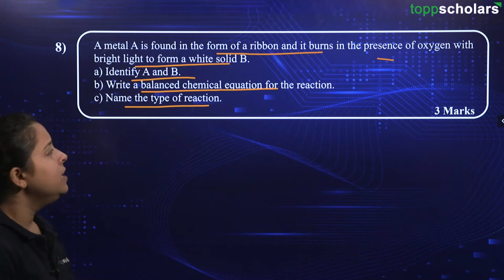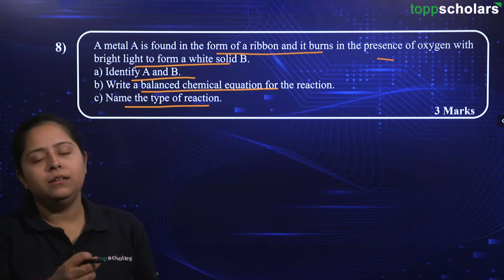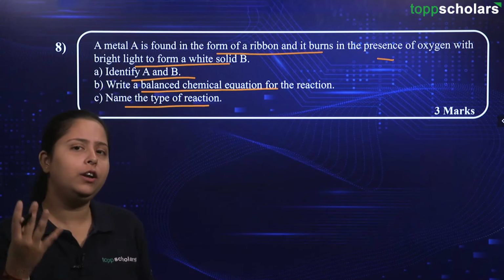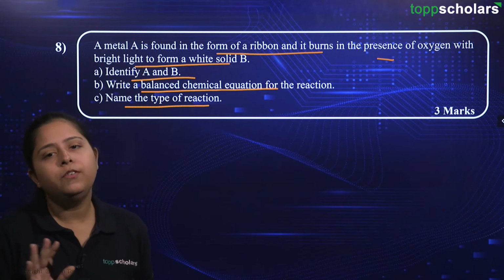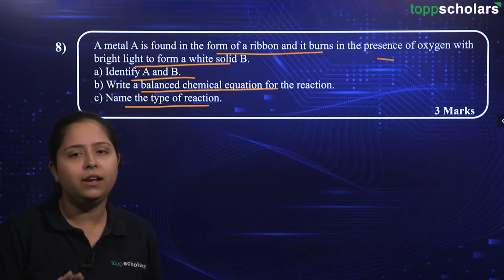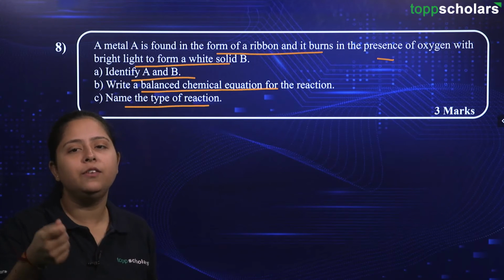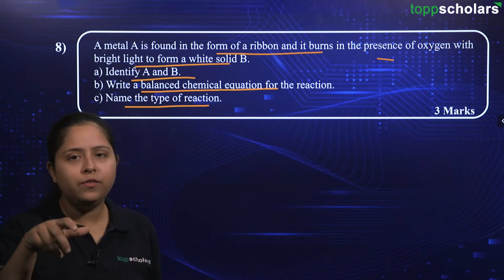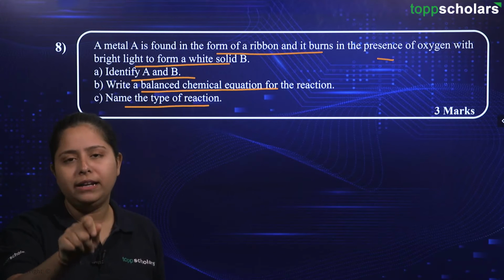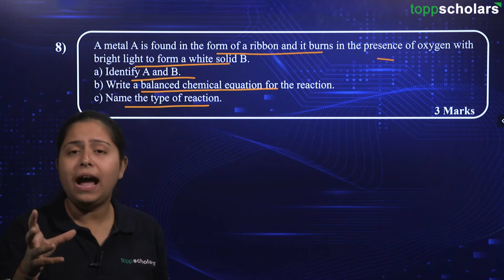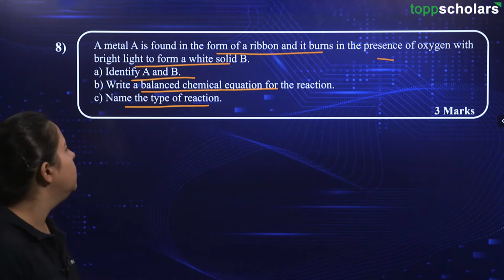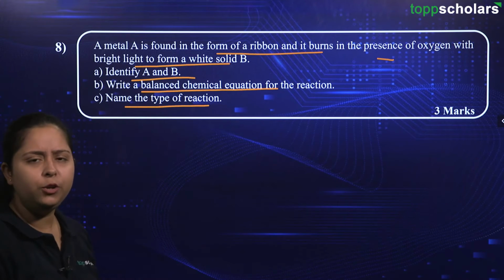So first of all, just tell me, does a ribbon remind you of some concepts that you have undergone in your experiments or in your curriculum? Yes, you might have heard about the magnesium ribbon. It is a very simple experiment that you do at school level, right? Your teacher will give you a magnesium ribbon. You hold it with a pair of tongs and then you burn it. That burning of the magnesium ribbon will create residue and there will be a bright light emission. So that is what is asked over here. What are A and B, you need to answer.